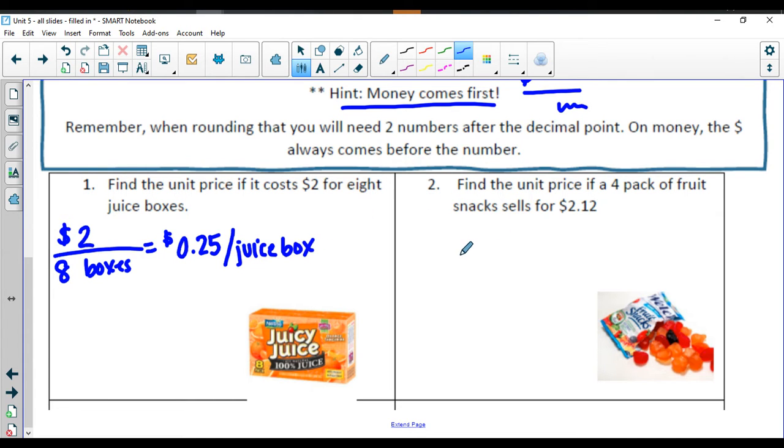Number 2, find the unit price if a 4-pack of fruit snacks sells for $2.12. Money goes on the top, so $2.12, and that's a 4-pack of fruit snacks. So we're going to do 2.12 divided by 4, and I get 0.53, which rounds nicely for me. It doesn't have to just terminate there. Put my dollar sign out front and put per pack.